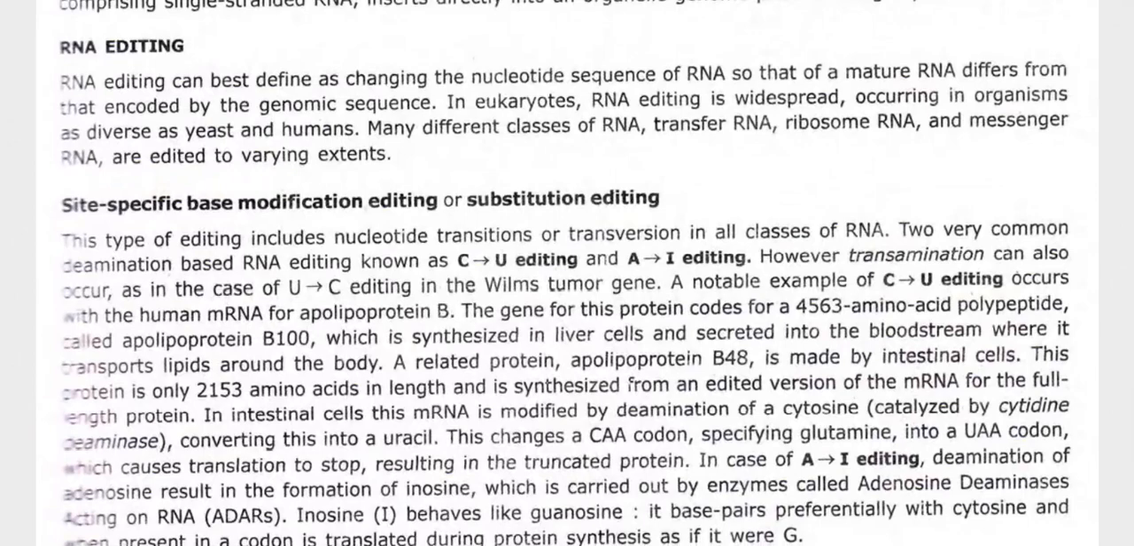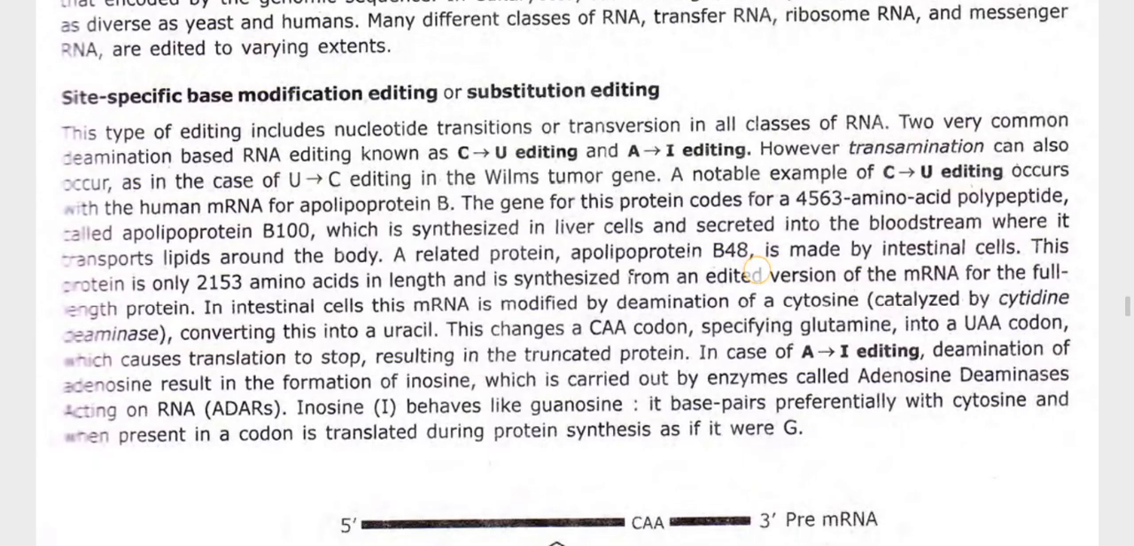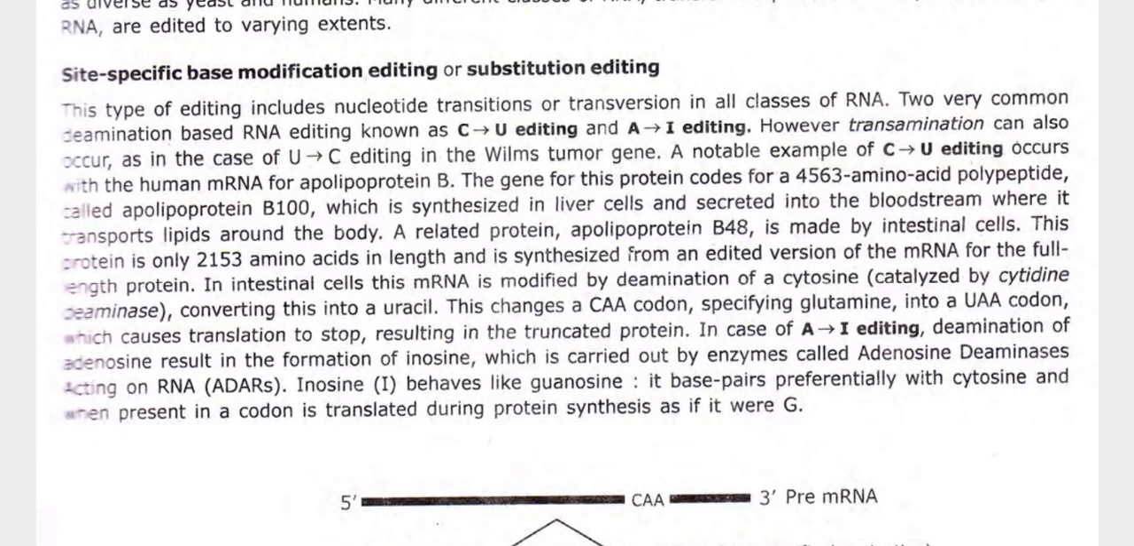Then site-specific base modification editing, or substitution editing. This type of editing includes nucleotide transitions or transversions in all classes of RNA. Two very common deamination-based RNA editing types are known as C to U editing and A to I editing. However, transamination can also occur, as in the case of U to C editing in the Wilms tumor gene.